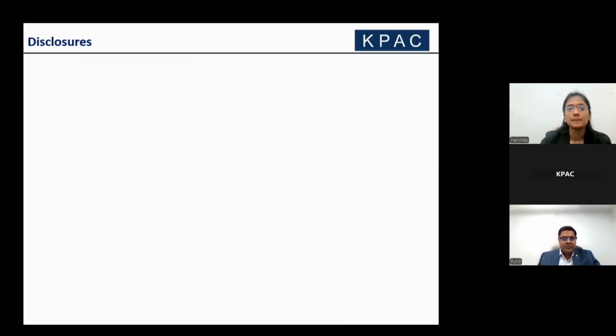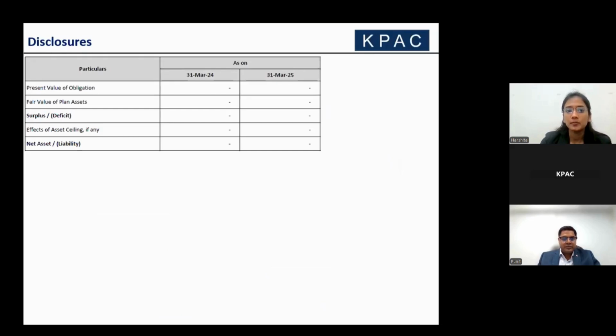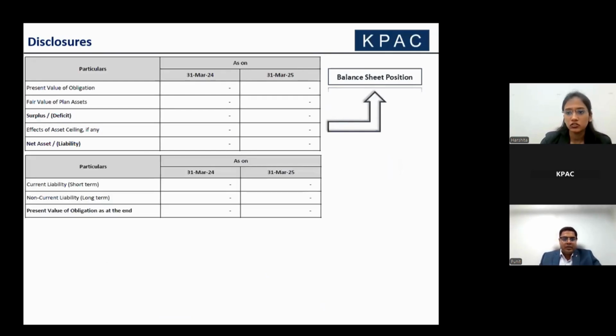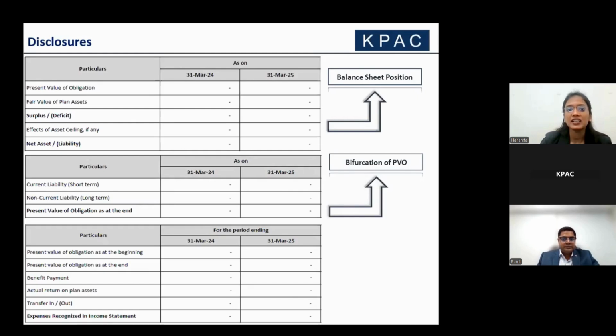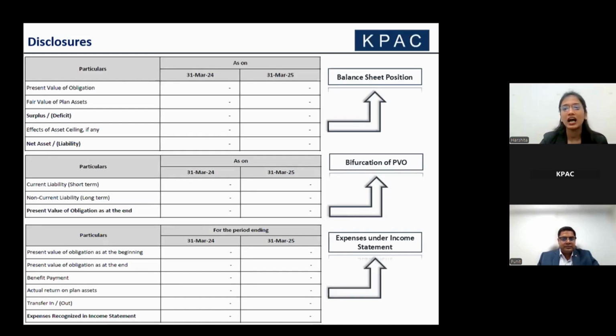Now, beyond specific data points, disclosures also detail the direct impact on your financial statements. This includes the balance sheet position, which shows the present value of obligation, the bifurcation of present value of obligation into current and non-current liabilities, and the expenses under the income statements, which outlines how the benefit costs are recognized.